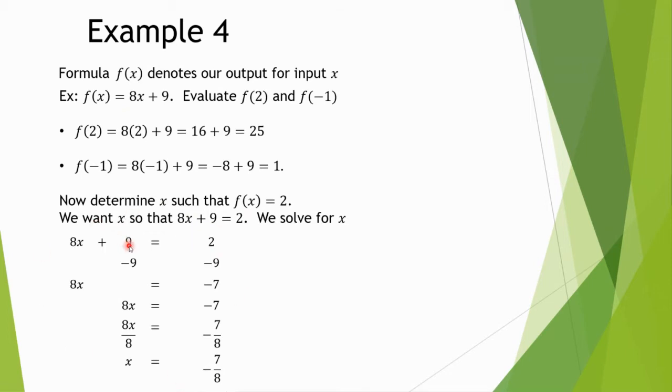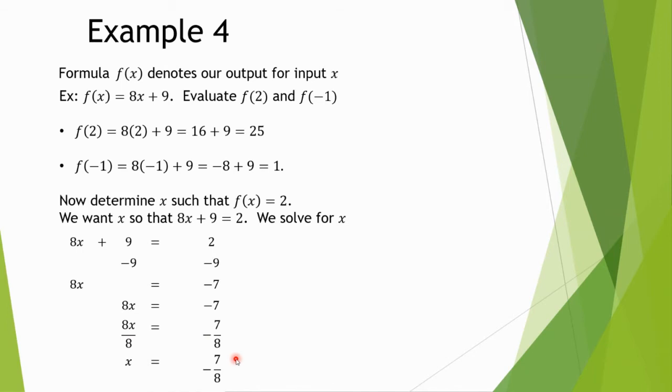Right? So we have 8x plus 9 equals 2. So we subtract 9 from each side. We get 8 times x is minus 7. And so from here we have 8x equals minus 7. I just brought the 8x a little bit closer. So we want to get x. We don't want 8x, so we divide by 8. And we get x equals minus 7 over 8. That's what we get.